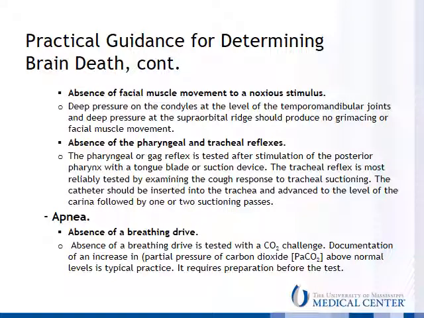It's called a CO2 challenge, where we remove the patient from a ventilator, and then we watch for spontaneous movement of breath, and then we measure their blood CO2 levels to see how high their carbon dioxide levels have gotten. And if it is high carbon dioxide and no breath movement, then they're apneic. And when you hold your breath, the thing that causes you to want to breathe is not your need for oxygen, but actually your need to get rid of your CO2. And so when your CO2 goes up and you don't breathe, we consider that to be apneic.